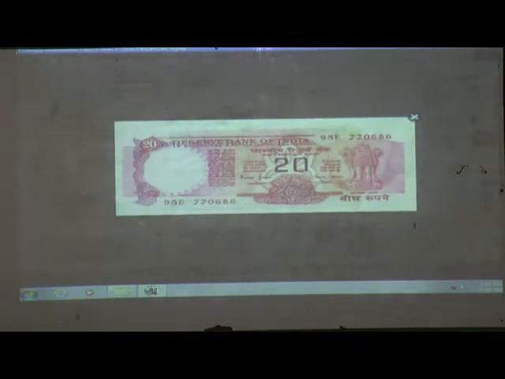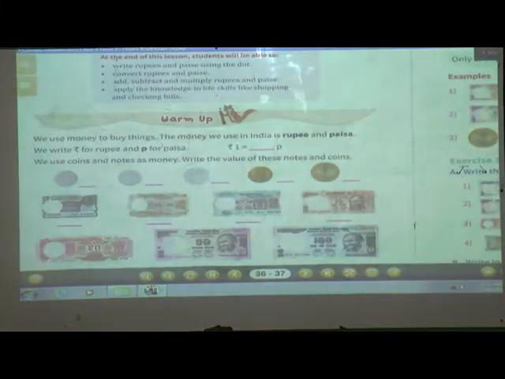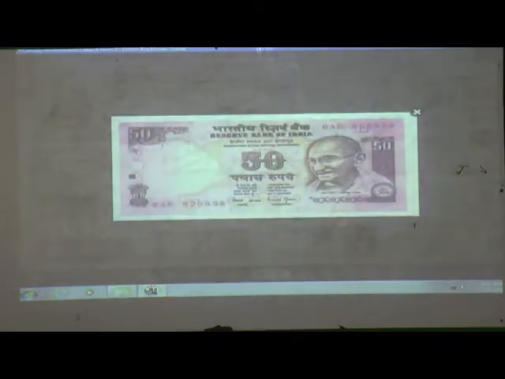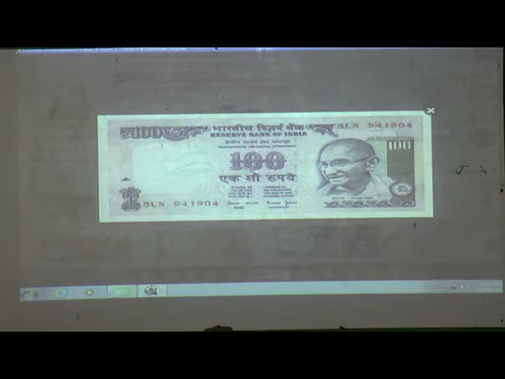Next, I also showed you a note of 20 rupees. See here, this is a note of 20 rupees. Here you can see the number 20. Then we saw the 50 rupees note also. See, this is the note of 50 rupees. Then the 100 rupees note. Here the number is 100. The number 100 is written on the note, so it is a note of 100 rupees.